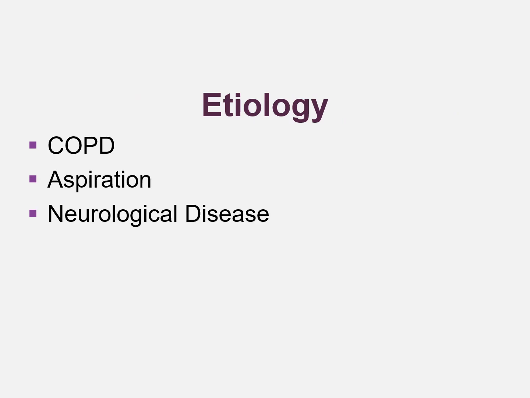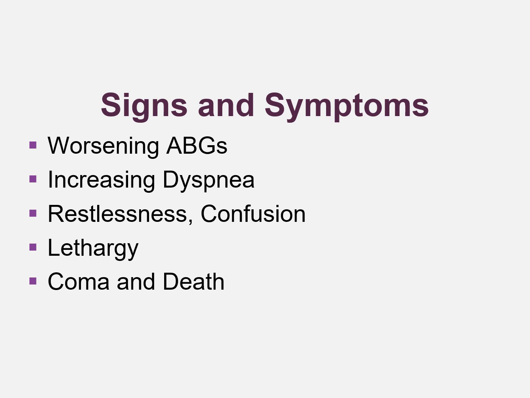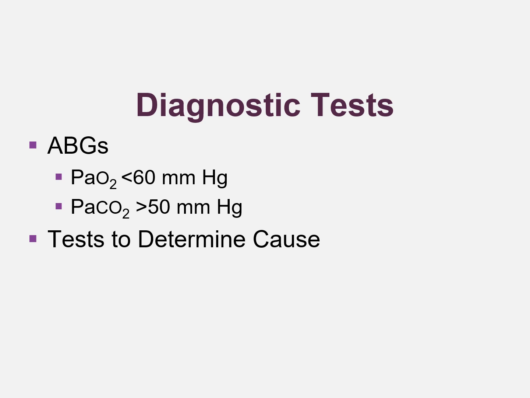The patient may have COPD, a history of aspiration, or neurological disease. Their ABGs will become worse and worse, and they'll have increasing dyspnea, restlessness, and confusion, which will result in lethargy, coma, and death. ABGs: the PaO2 is less than 60 and the PCO2 is greater than 50. We'll need testing to determine the cause.